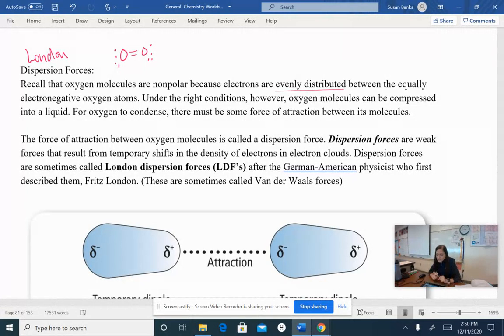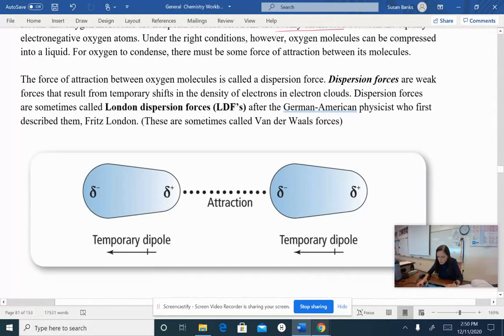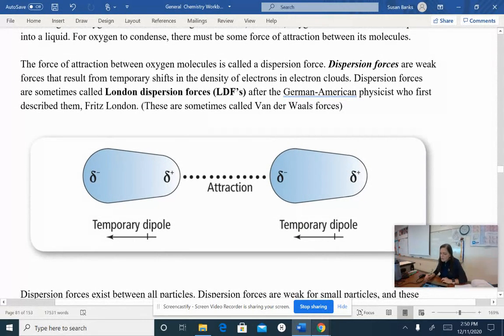But under the right conditions, oxygen molecules can be compressed into a liquid. Yes, liquid oxygen. For oxygen to condense, there must be some force of attraction between the molecules. So what is that force? The force of attraction between those oxygen molecules is called a dispersion force or a London dispersion force. Dispersion forces are weak.